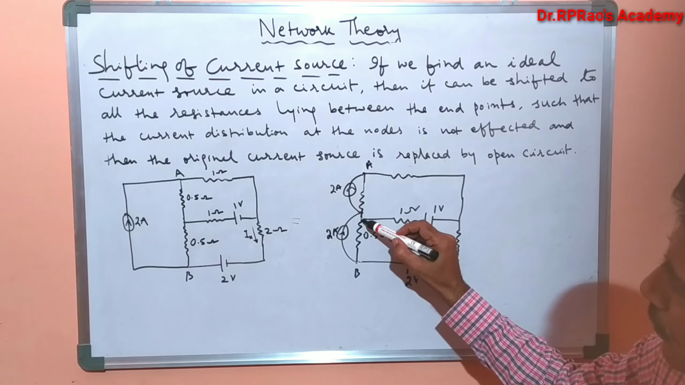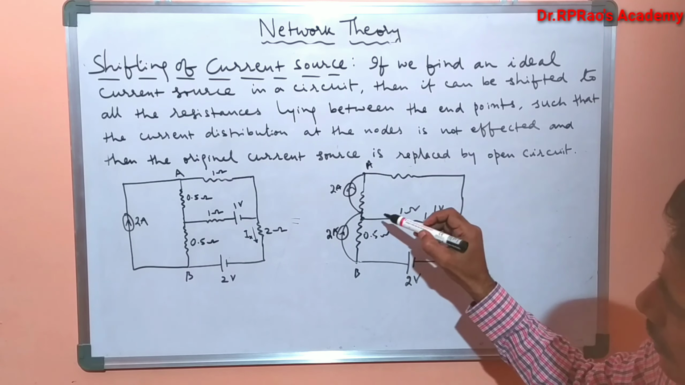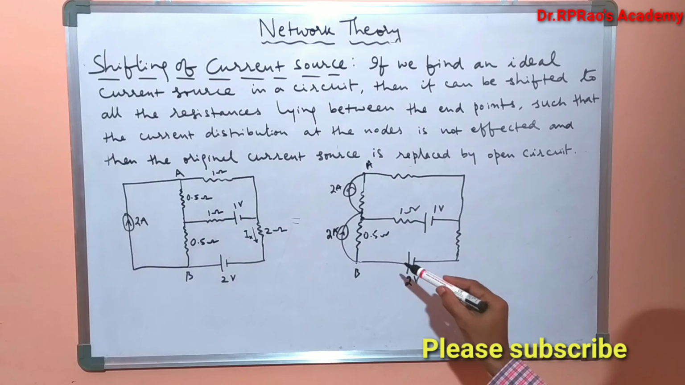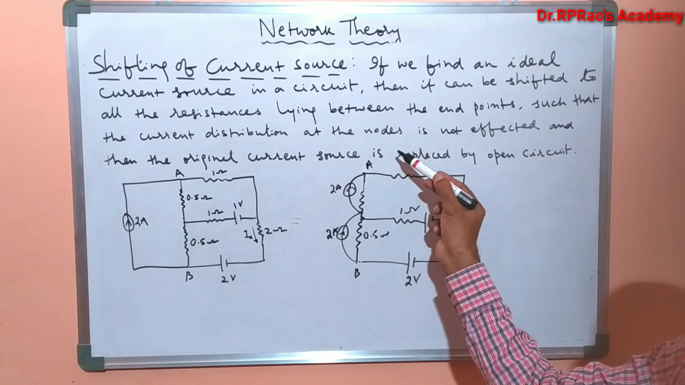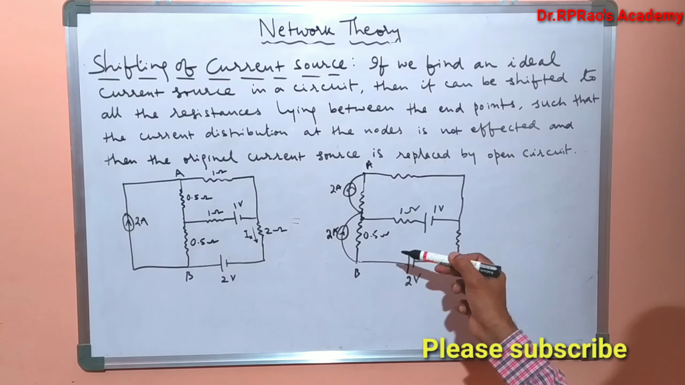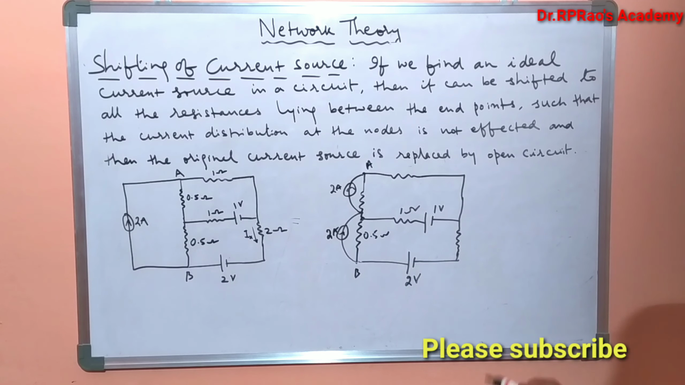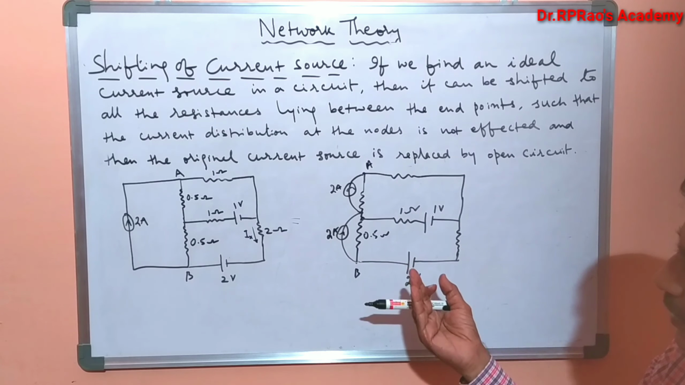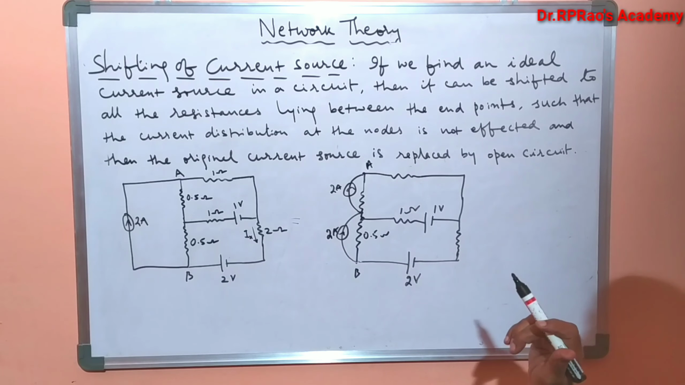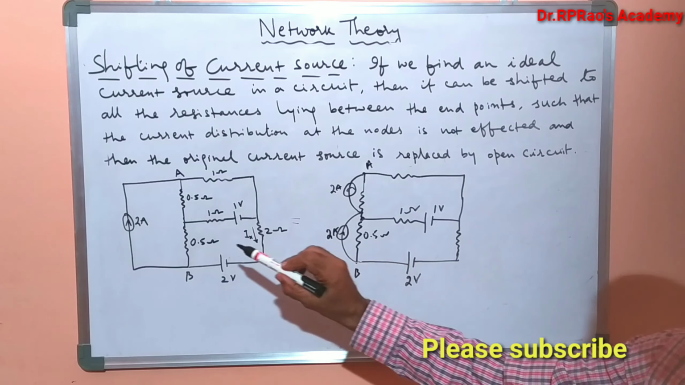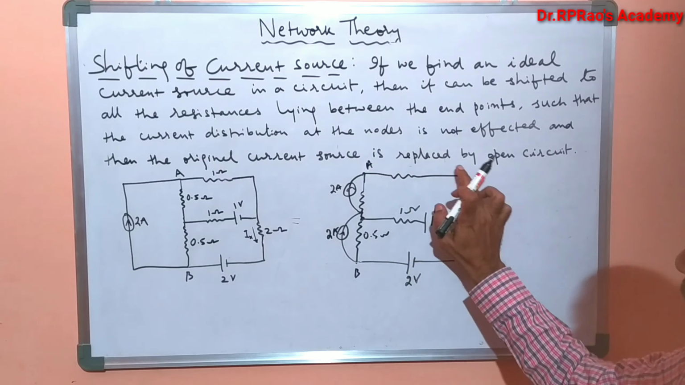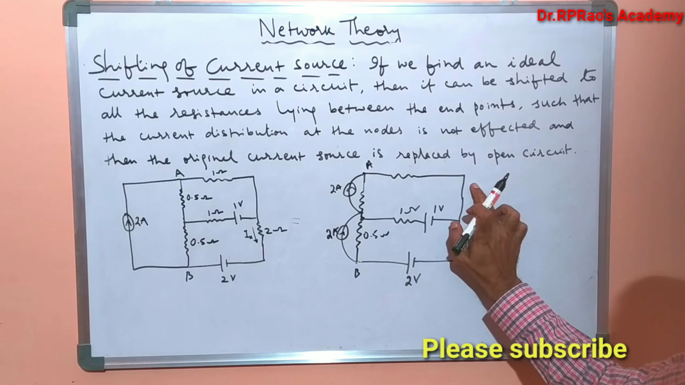At this node, 2 amperes entering, 2 amperes leaving. So this node is also not affected. That is, the net current at this point is 0. Whatever the currents entering is equal to the currents leaving, so it is nullified. Now if we shift this current source to this resistor, what will happen?